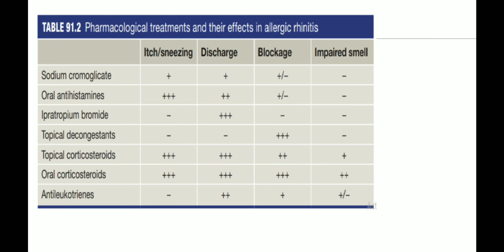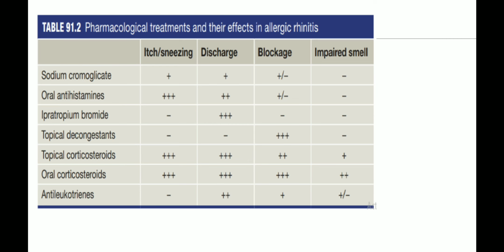Then comes the systemic steroids, the oral corticosteroids, which is the most effective drug in allergic rhinitis. It is effective against all the symptoms. Actually in patients with impaired smell, it is the only drug which is effective, that is oral corticosteroids. It relieves itching, discharge, blockage, and hyposmia. But the problem is that it has systemic side effects, so we cannot use it indefinitely. It can be used only for intermittent use. We cannot use that drug for long term.